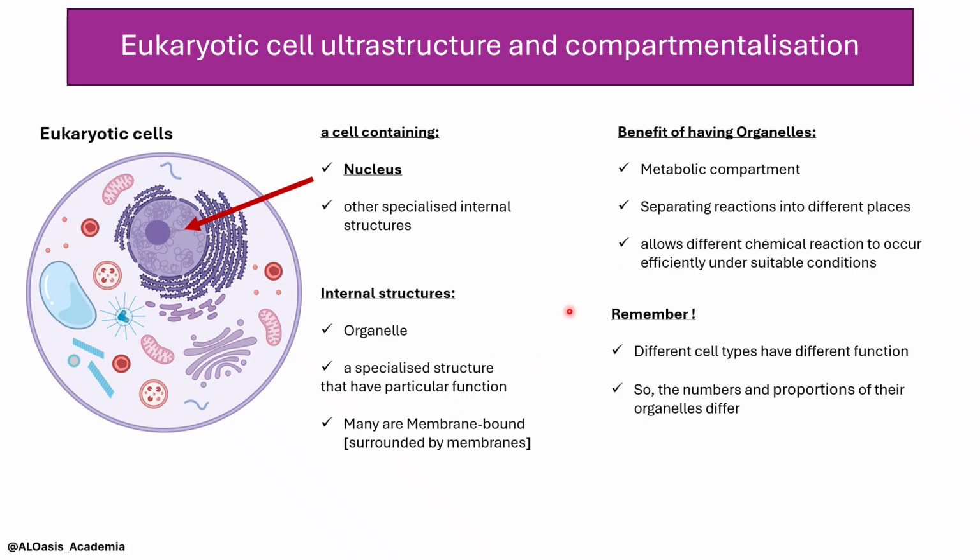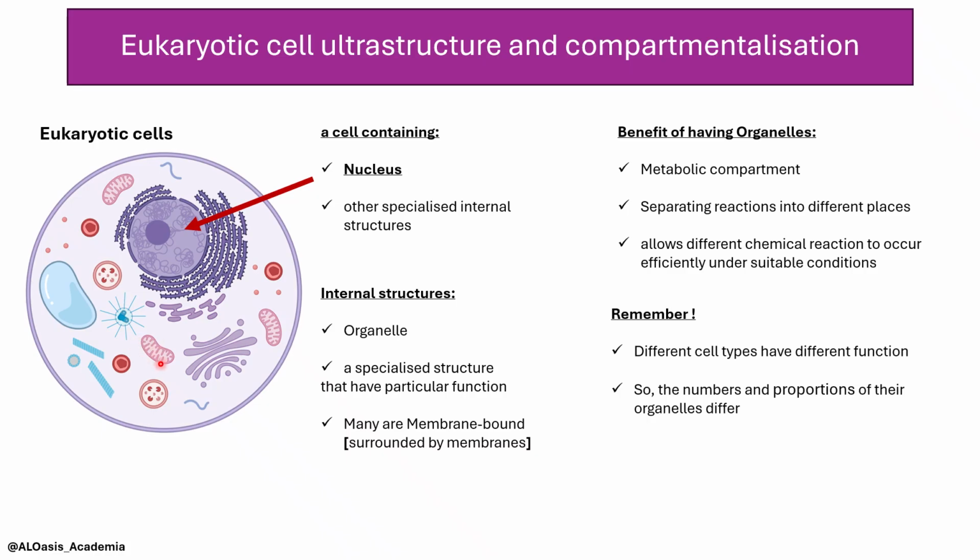So I need you to remember that different cell types have different functions. For example, a muscle cell would have a different function to a lung cell to a neuron cell. Okay, so a brain cell to a lung cell to a muscle cell, all of these would have different functions within the body. And because they have different functions, each of these cells will have different numbers and proportions of their organelles.